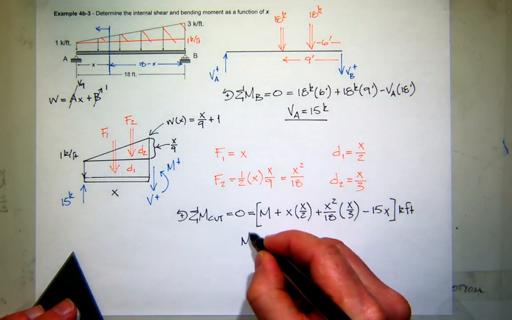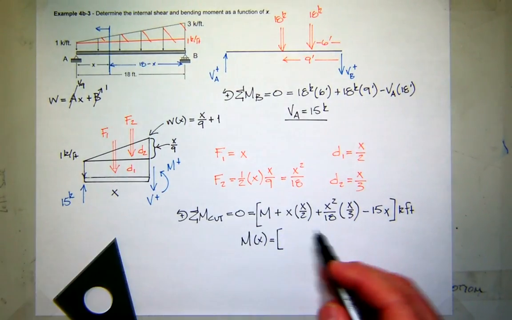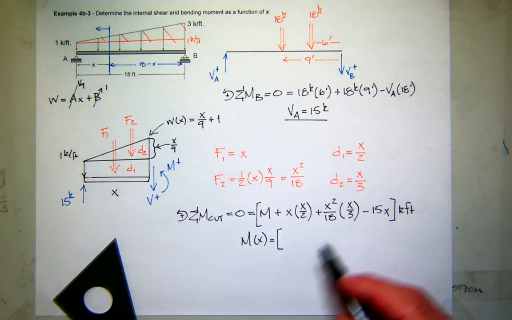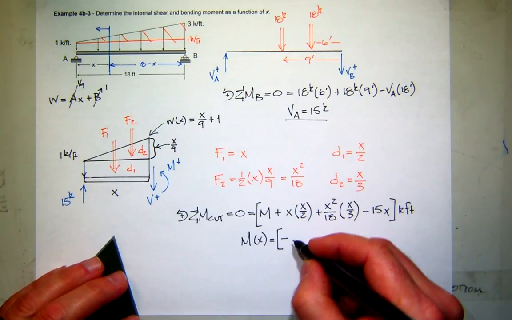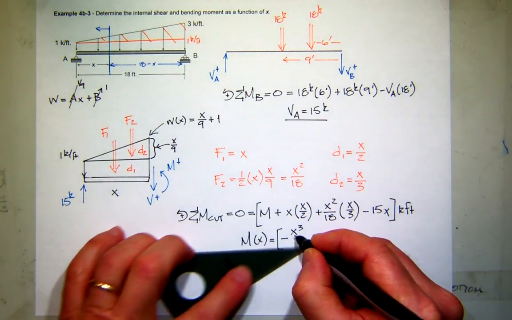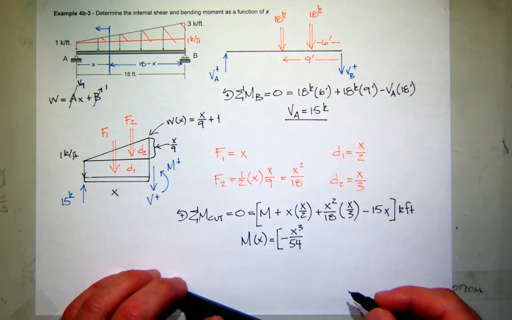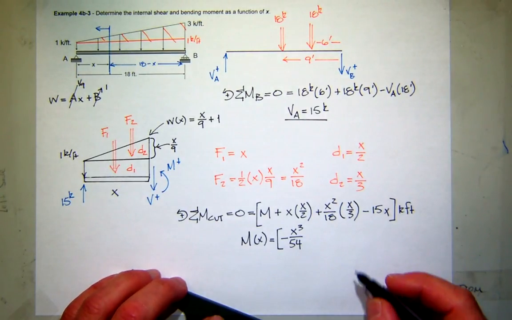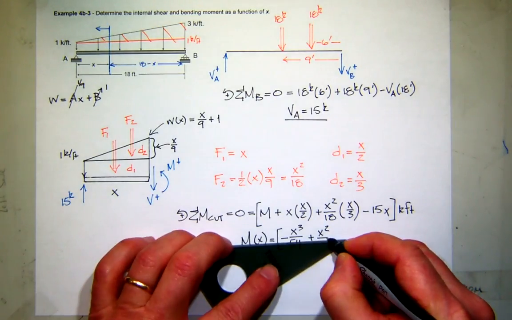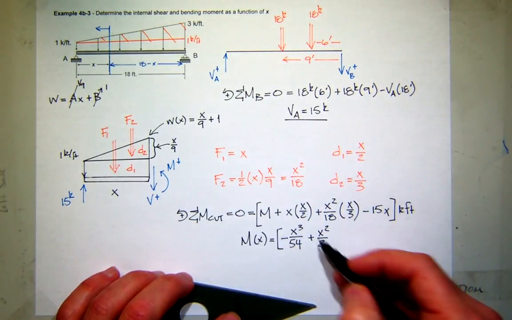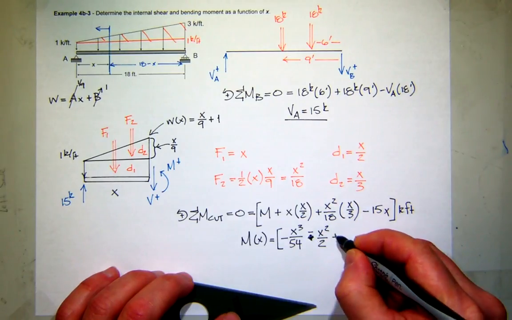So if I solve for the moment, what do I get? Well, I'll just put all those to the other side. I'll put them in order. So this term here is going to be x cubed over 54, I think. Is that right? And then this term here will be negative x squared over 2. And then plus 15x.